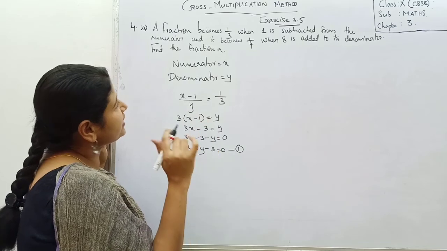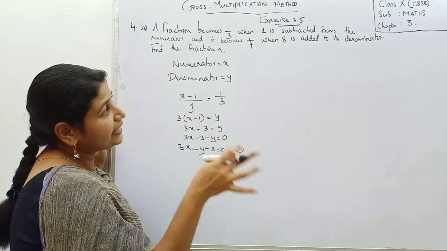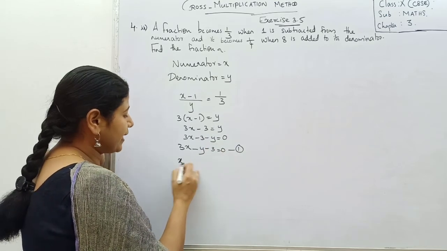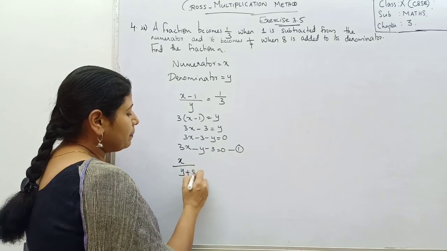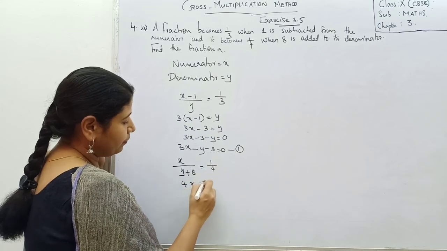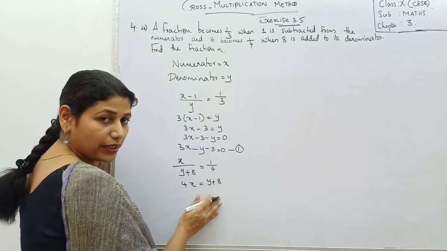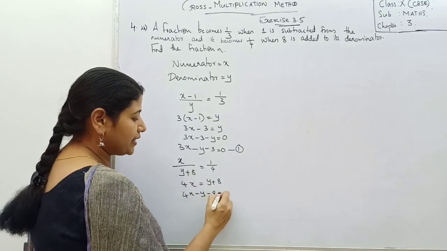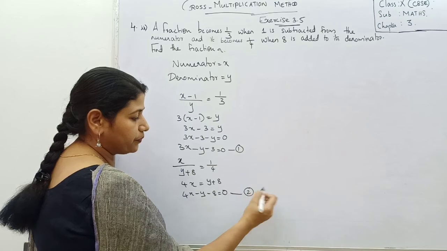What about the second one? If you are adding 8 to the denominator, that means x by y plus 8, which will be 1 by 4. Cross multiply: 4x equals y plus 8. You can take these two values to this side, so you will get 4x minus y minus 8 equals 0. This is your second equation.